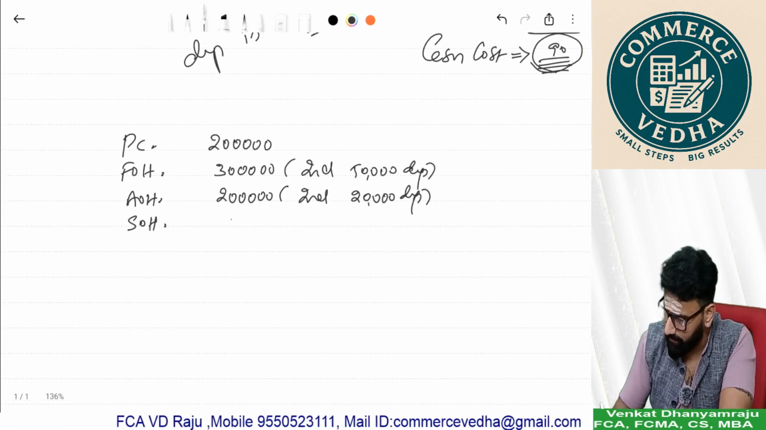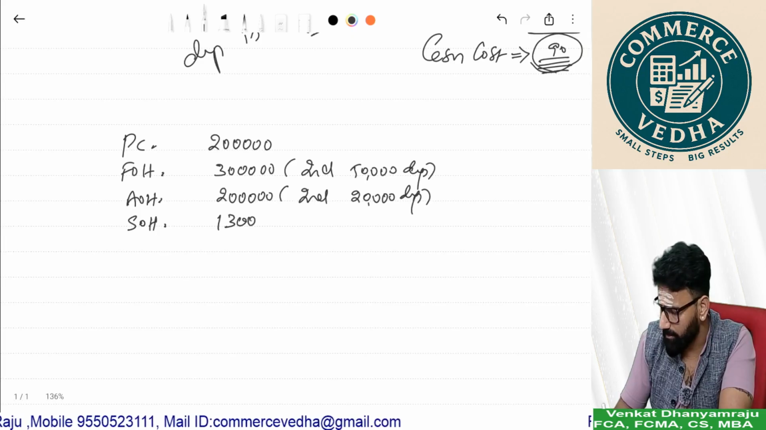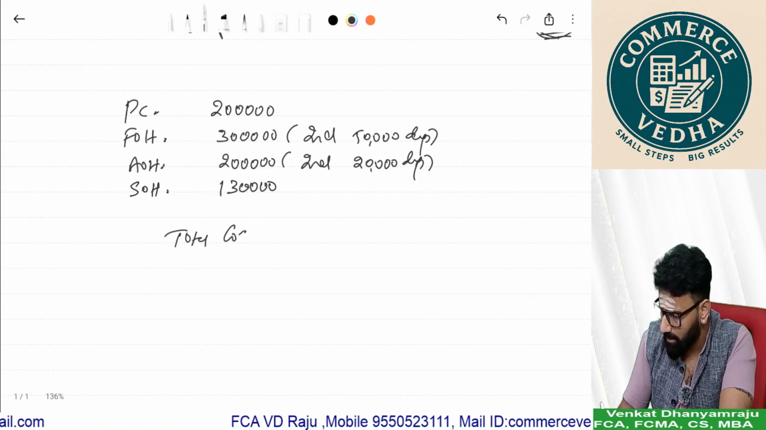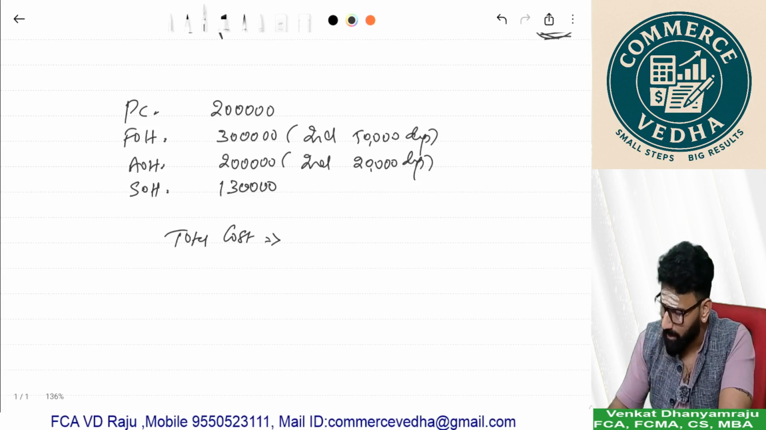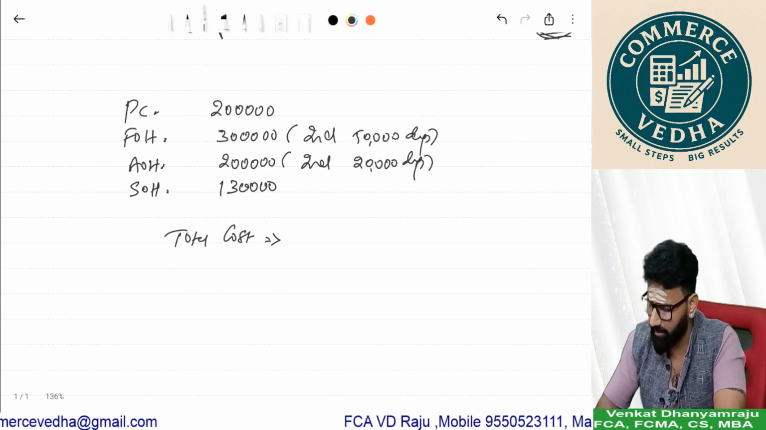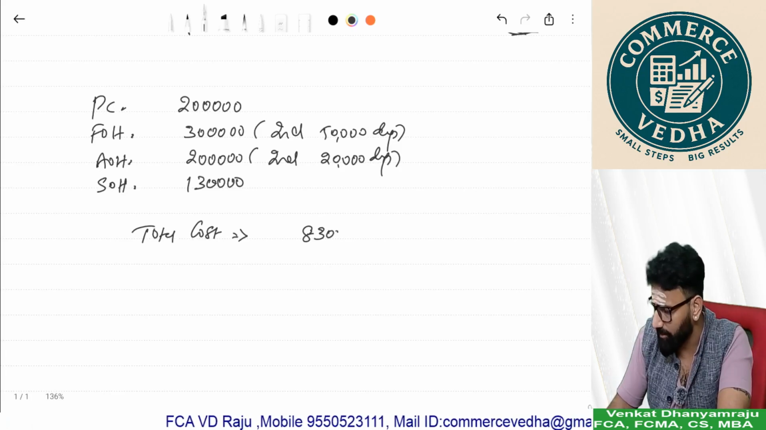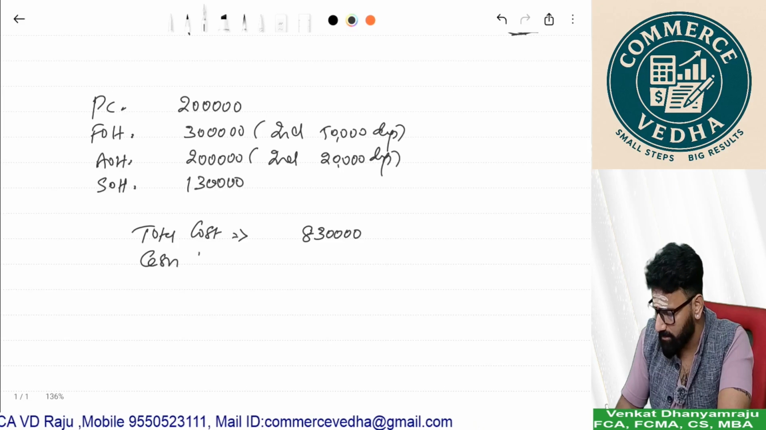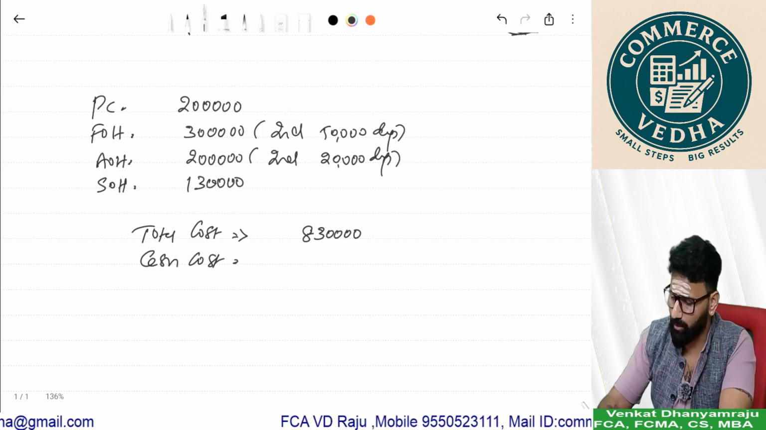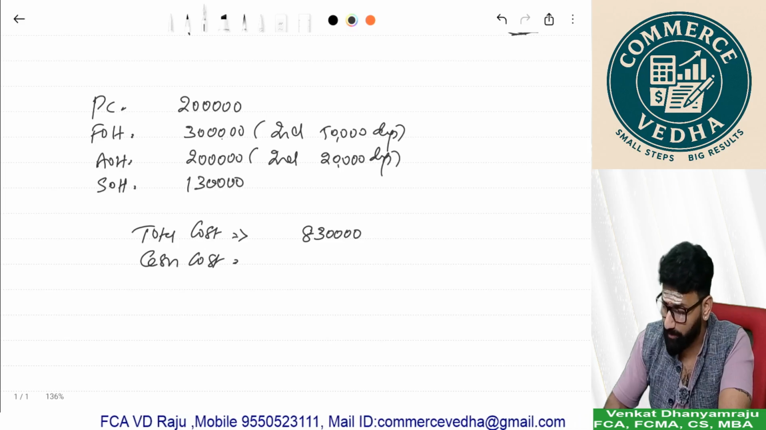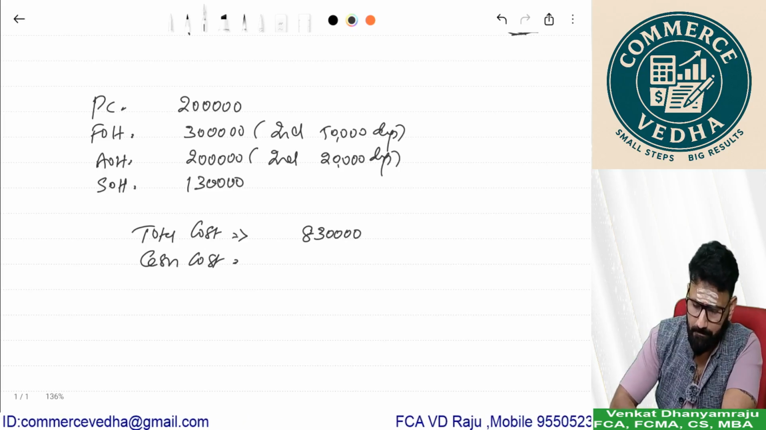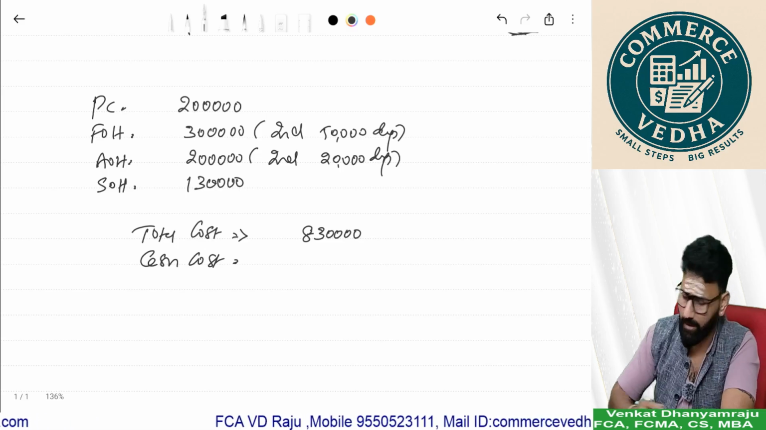selling overheads 1,30,000. Now, what shall I do here is, my total cost is 5 plus 3, 5 plus 2, 7 plus 130, 8,30,000. And my cash cost is 830 minus 70, which is basically 2 lakhs plus 150, 2 lakhs plus 250, 450, 450 plus 180, 630, 630 plus 130, 760.